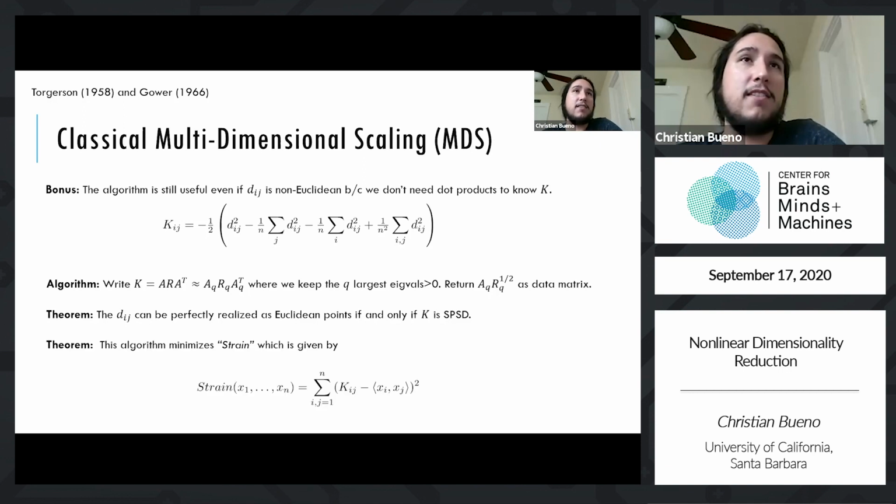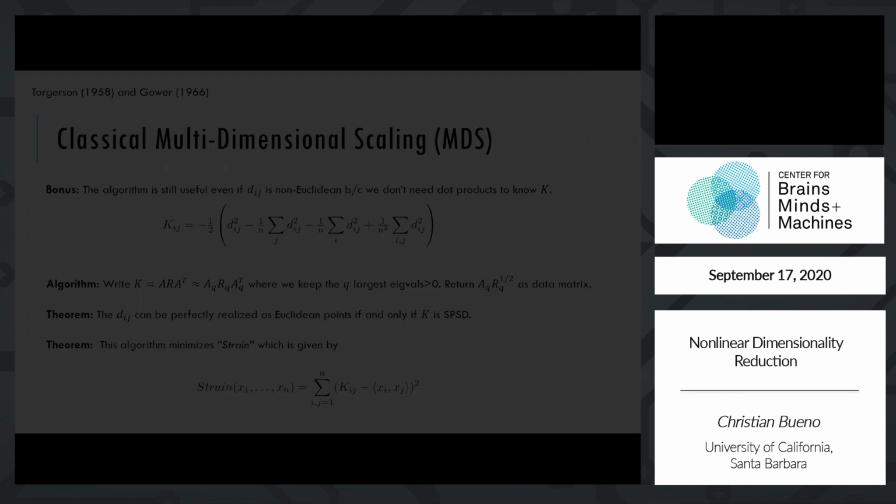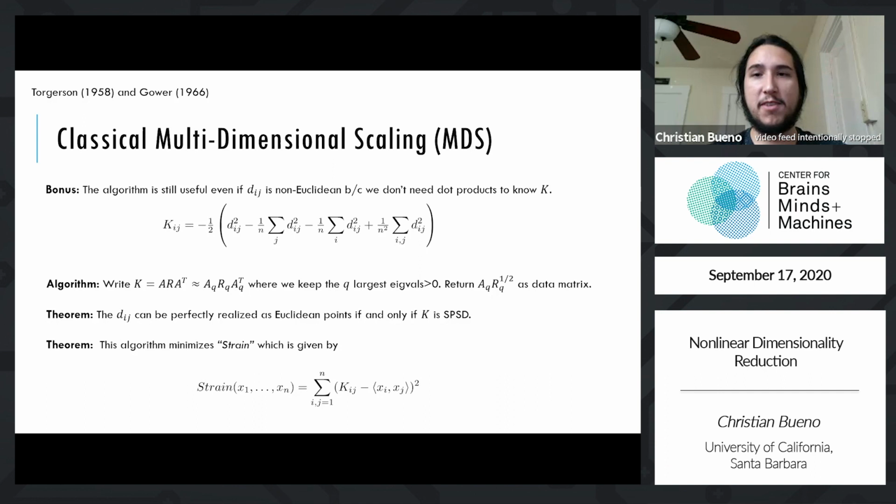Another theorem is that this whole procedure, even though we lost the guarantee of being able to realize this as Euclidean points, does guarantee that we're minimizing this functional called strain. Basically it says: if you were to choose random points, make the Gram matrix out of them, and then compare that to the double-centered Gram matrix we made up there, how different are you in terms of mean square? And that would be the strain.